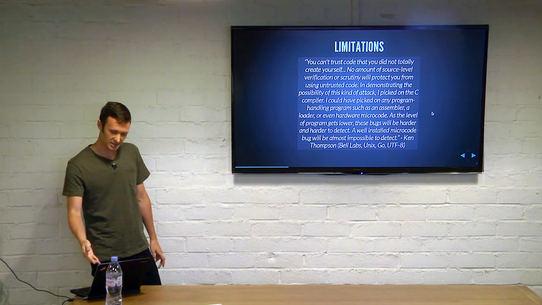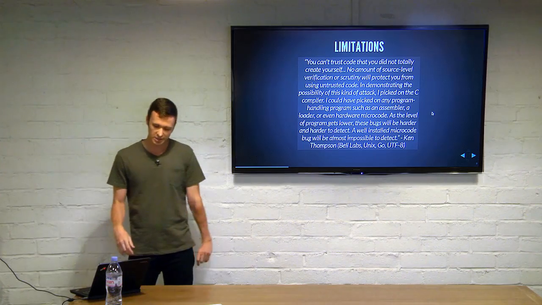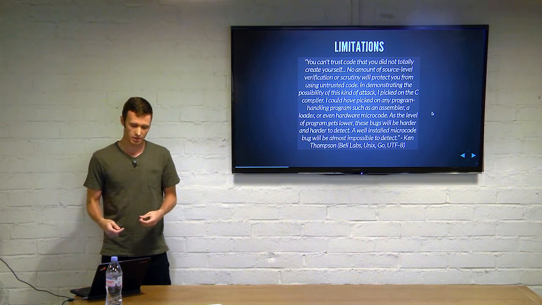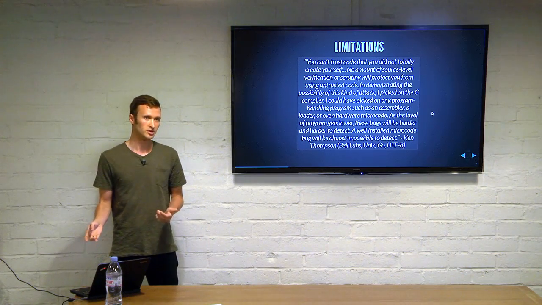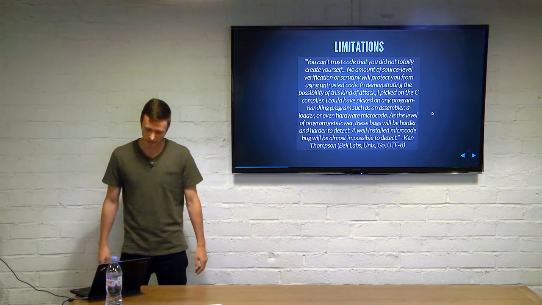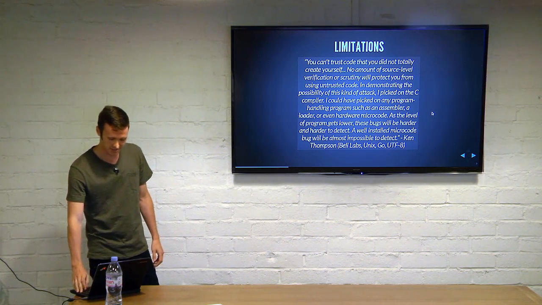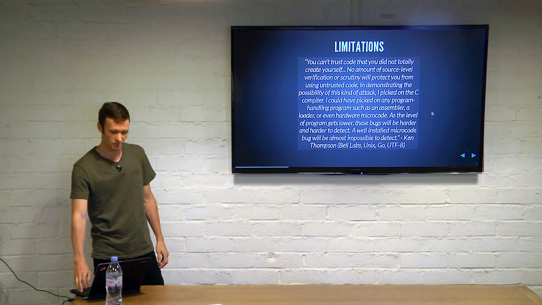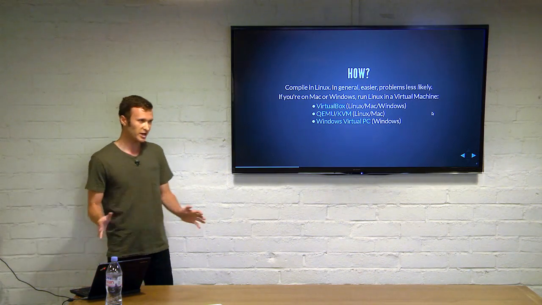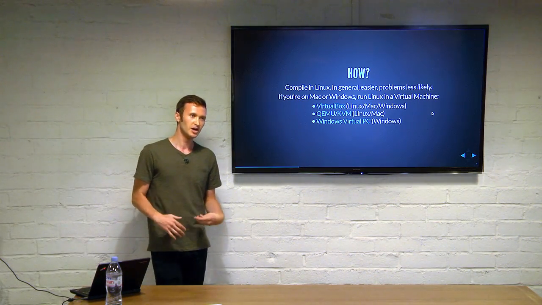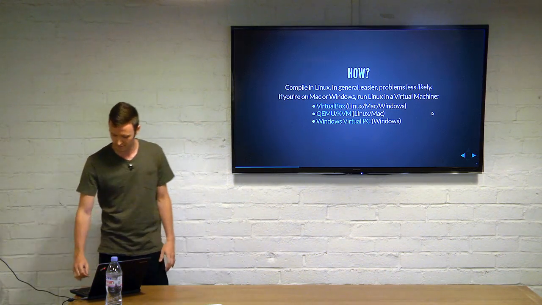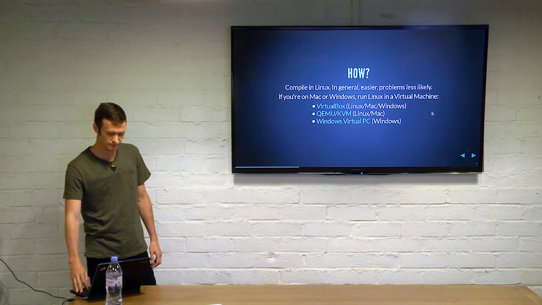But anyway, what he says basically is that any low-level loader, such as an assembler or a loader or microcode, can have certain malware. And the last line, he says, a well-installed microcode bug will be almost impossible to detect. So this is not to dissuade anybody from compiling code, just to make you aware of the limitations and just know that this is possible.